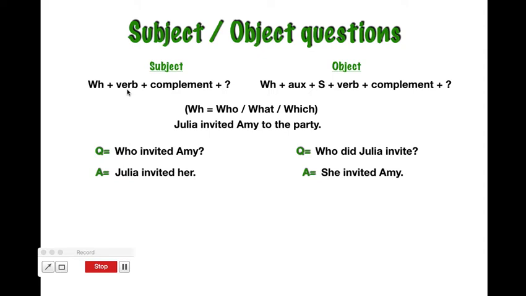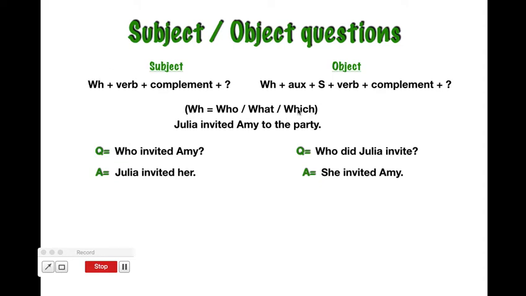looking for. For example, the first one has WH, verb and complement. If you remember, we used to see a formula with auxiliaries, but in this case, we are not gonna use the auxiliary because we don't have the subject, okay, in the question. We are looking for the subject. So we have WH, verb and complement.